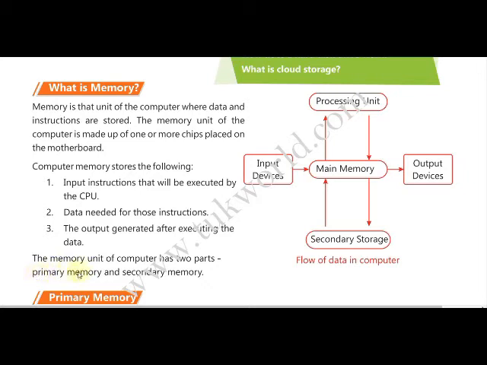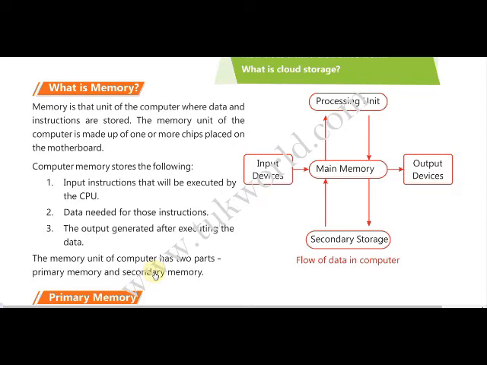Primary memory means the working memory of the computer, and it is called the main memory of a computer. It stores data temporarily, that means only while the computer is on. When you switch off your computer, it will erase the contents of primary memory. Secondary memory works opposite of primary memory. Primary memory stores data temporarily till the computer is on, so what about secondary memory? It will store data even after the computer is switched off. That means it will store data for a long time.